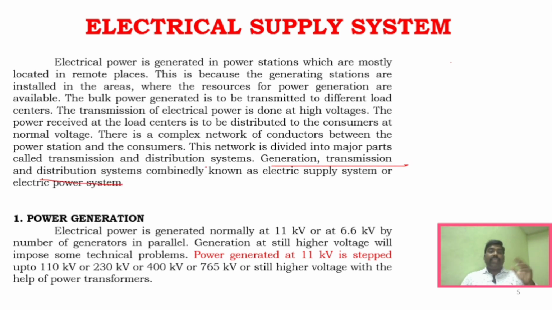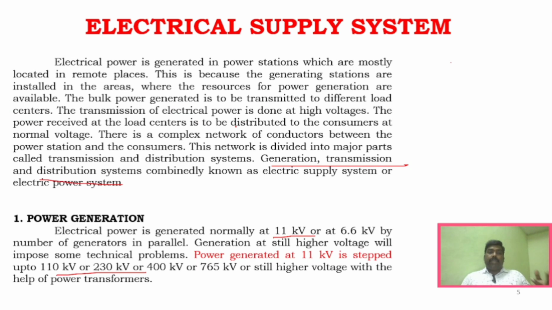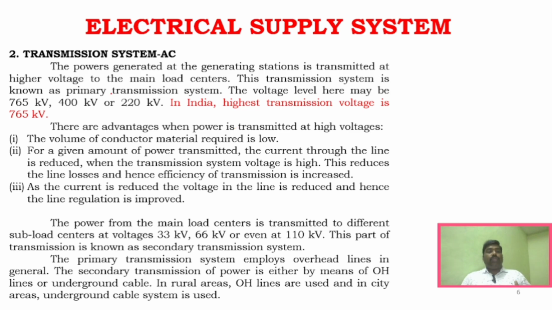When we say power generation, as I said, the power is generated at 11 kilovolt and stepped up by using a high power step up transformer to 110 or 230 kilovolt. Then it is transmitted to the main load center at 400 kilovolt. This transmission is called primary transmission, and most of this takes place through overhead lines.